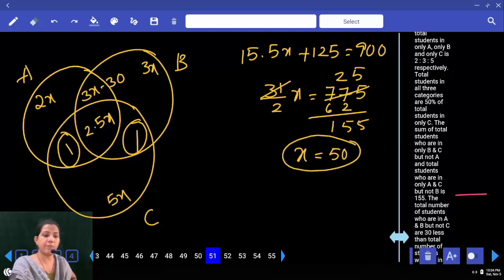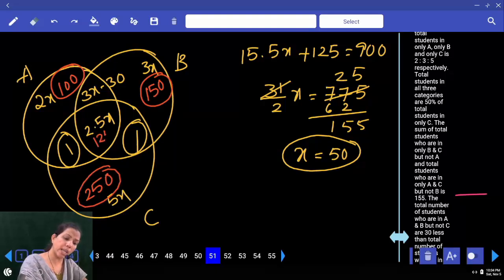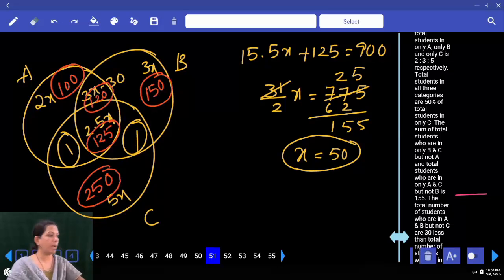X value is 50. I am substituting the X value 50. What is this value? Sorry, 100. 2x, right, 100. And what is this value? 150. Next value 250. What is 250 half value? 125. What is 3x minus 30, that is 150 minus 30? 120. This value is 120. Sum of these two is equal to 155. We don't know the individual values, but sum is equal to 155.